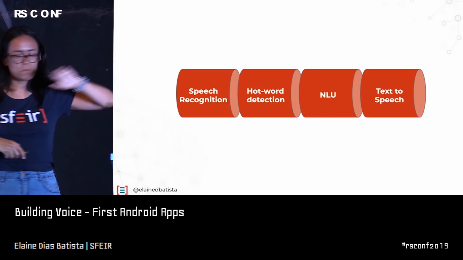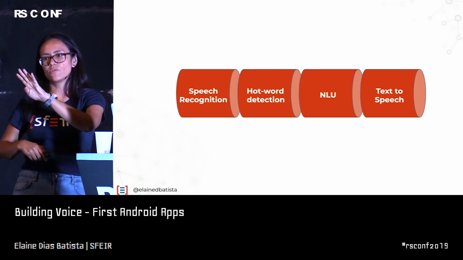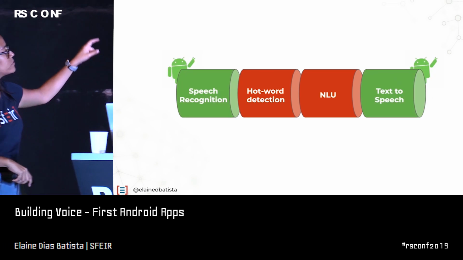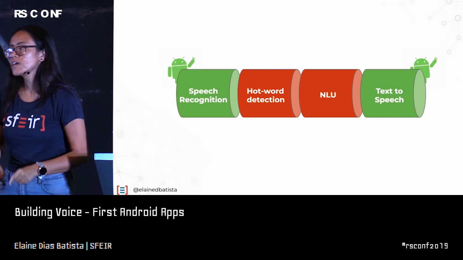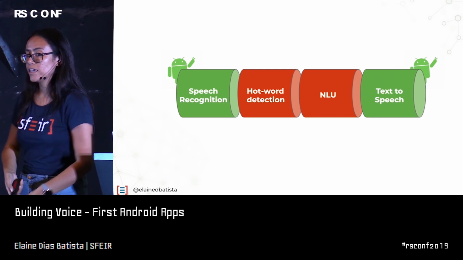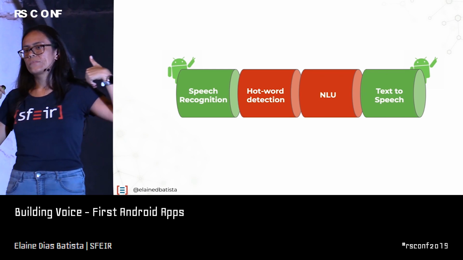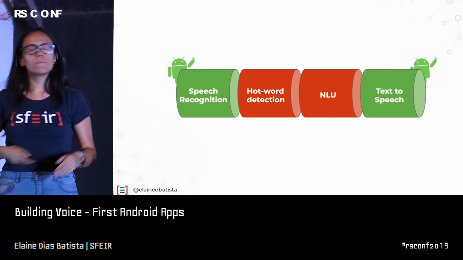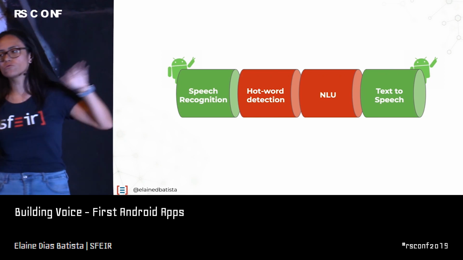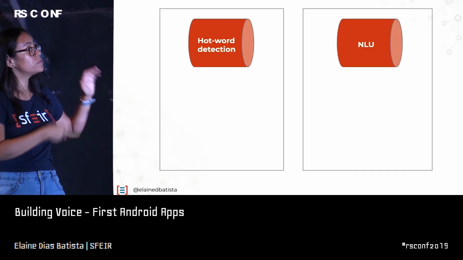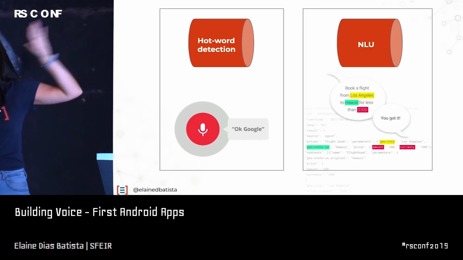So first, if you remember, I talked to you about 4 things that you have to do. Those are the 4 things. And if you remember, the speech recognition and the text-to-speech are provided by the Android SDK. I'm not saying that it is not important, and I'm not saying that the Android solution is perfect, but I'm going to leave those solutions on the side, and I'm going to be focusing on the hot word detection and the NLU part.